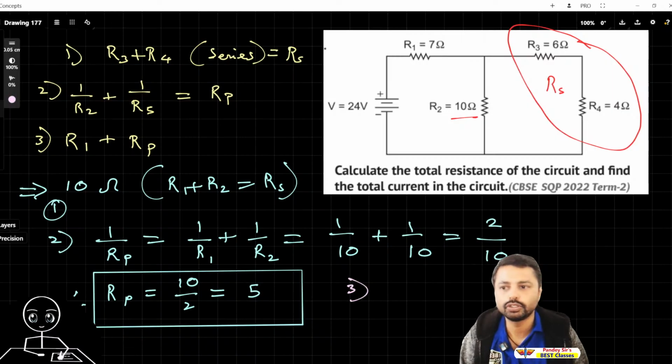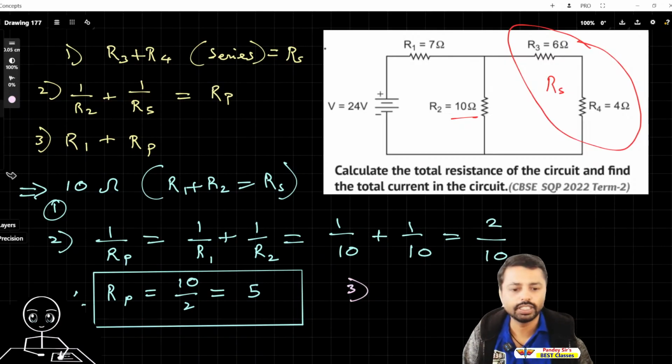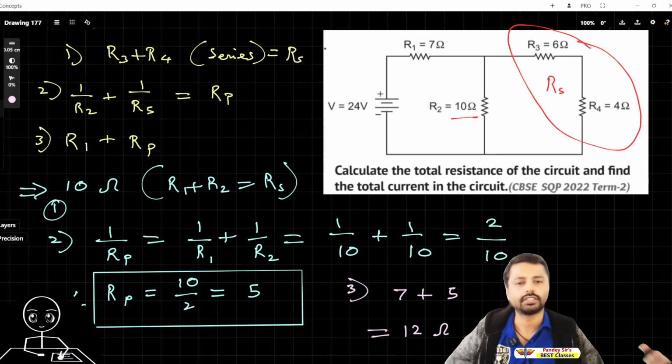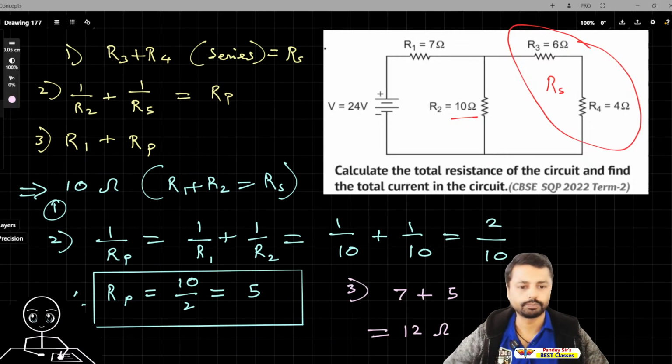Anyway, so the third one, R1 plus RP, and R1 is 7. So let's just add R1. One more thing, if you practice more, it will save your time and you will be able to finish in the given time. So R1 is 7 and RP is 5, and that's 12. So the total equivalent resistance is 12 ohm.